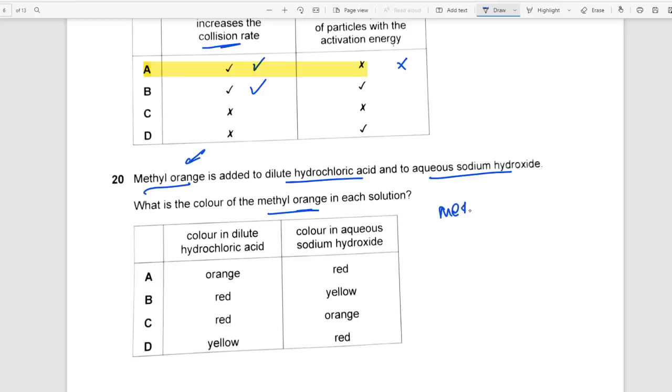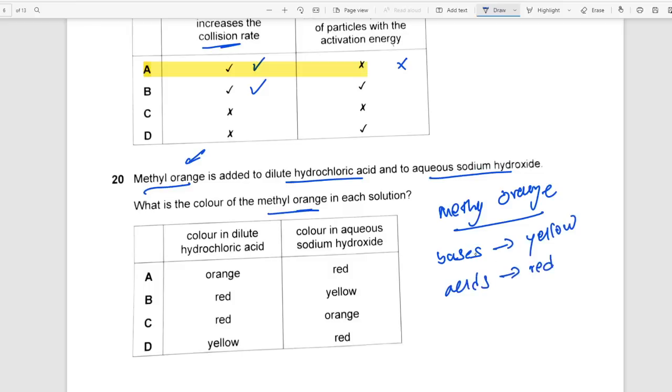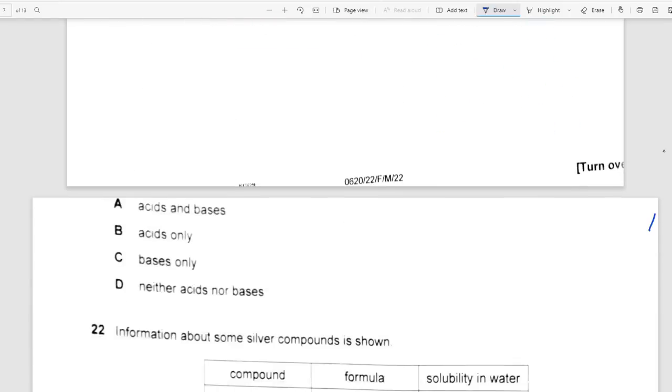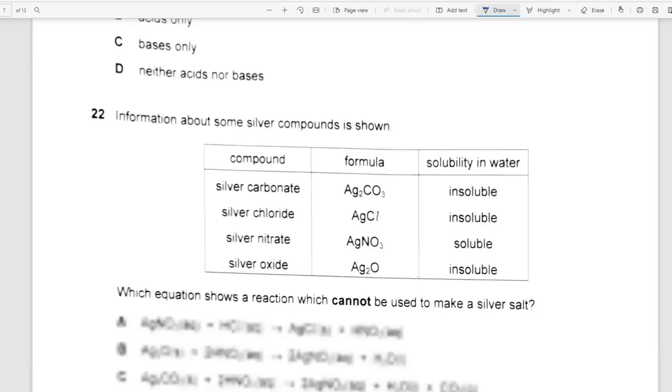So we know for methyl orange, and we know this because of titration, that in bases it turns yellow, and in acids it turns red. So we're looking for something like this. Hydrochloric acid is an acid, sodium hydroxide is a base, so we're looking for base yellow, acid red. So the answer should be B, because it's red in an acid and yellow in a base. It's always like that. Okay, so you need to know this. If you focus on your practicals, you would get it.